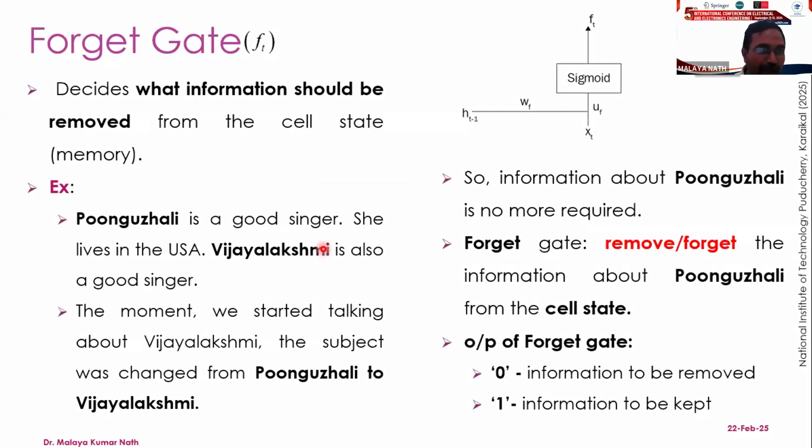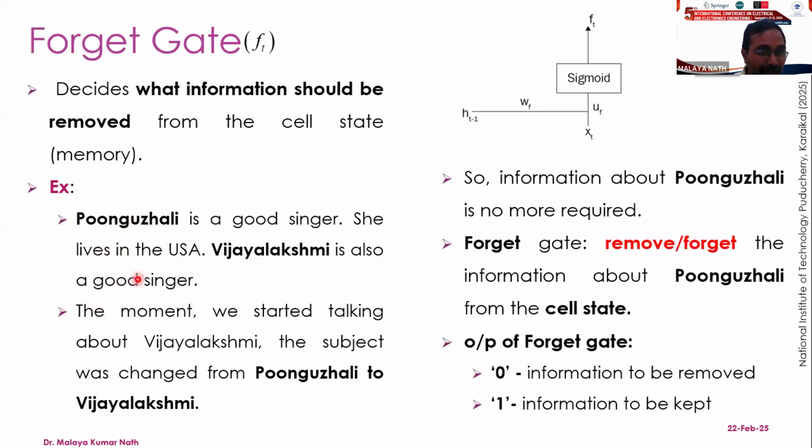Now we'll take an example and understand this with its help. Suppose I say Pungrali is a good singer. She lives in USA. Vijayalakshmi is also a good singer. The moment I have started discussing Vijayalakshmi, the Pungrali information is no more required. Just try to understand. Pungrali is a good singer. She lives in the USA. Up to this point, the information about Pungrali is present. The moment I utter that Vijayalakshmi is a good singer, that means I have deleted or removed the information about Pungrali.